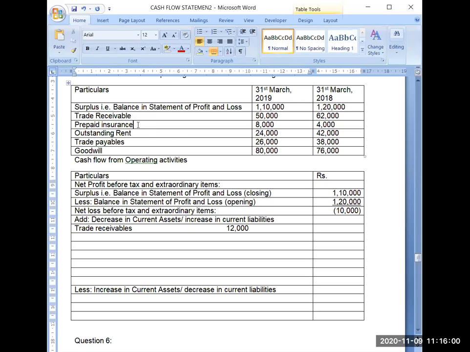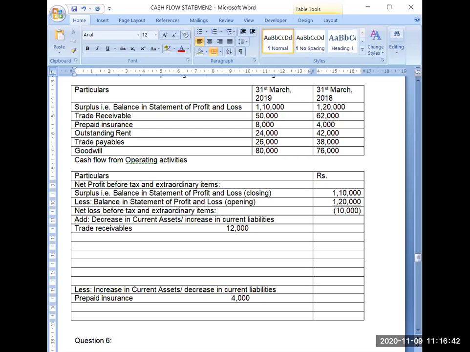Then the second is prepaid insurance. It is also a current asset. So 4,000 was the opening balance and 8,000 is the closing balance. So it is increasing, and an increase in current assets will be considered here. It will be written here: prepaid insurance. Prepaid insurance is increasing by 4,000, so that needs to be subtracted, because it will increase only when you pay the insurance premium in advance.